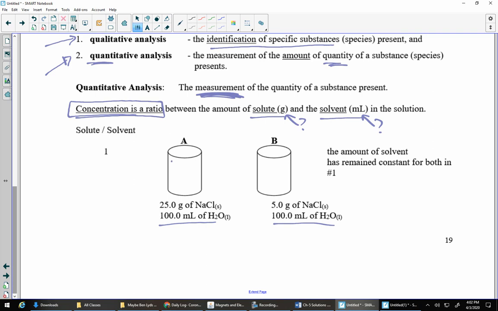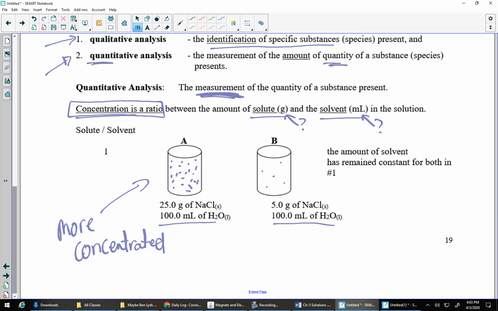Beaker A has 25 grams of sodium chloride. That's quite a bit of sodium chloride. Beaker B has 5 grams of sodium chloride, significantly less. Same amount of solvent, different amounts of solute. A is definitely more concentrated, and it's very easy to see.